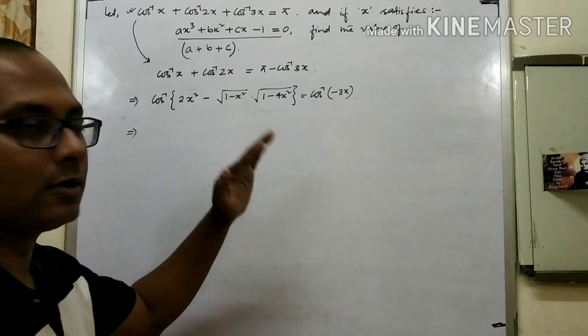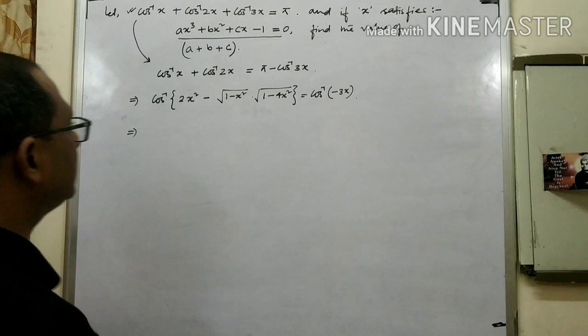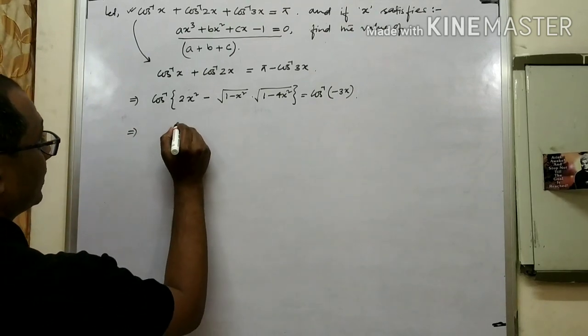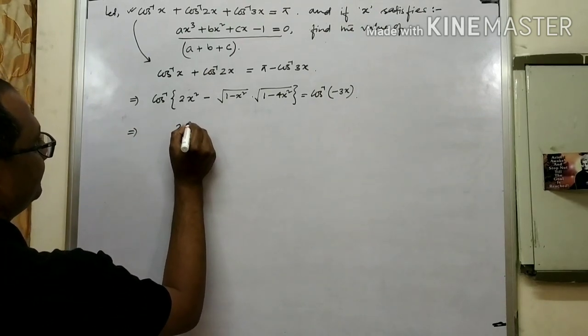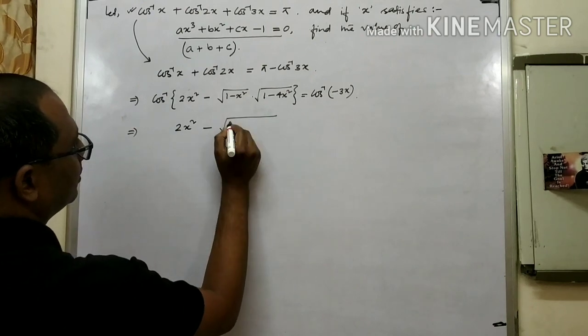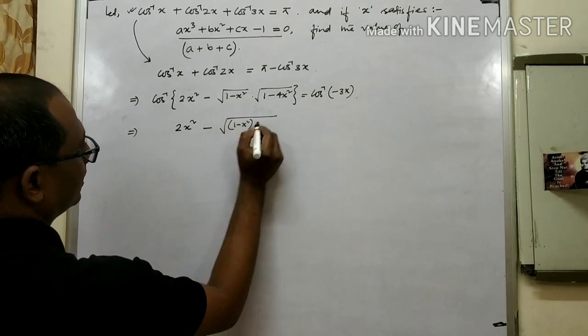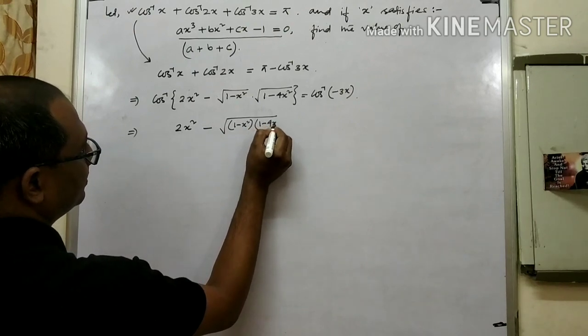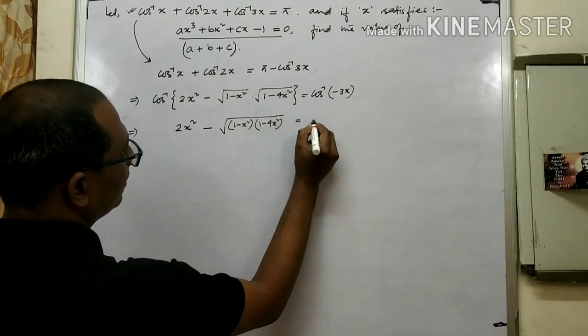If we take cos on both sides, cos and cos inverse will cancel each other, so we will be left with 2x square minus root over 1 minus x square into root over 1 minus 4x square equal to minus 3x.